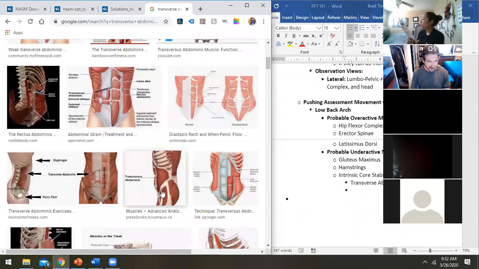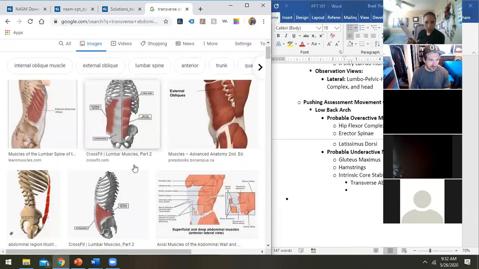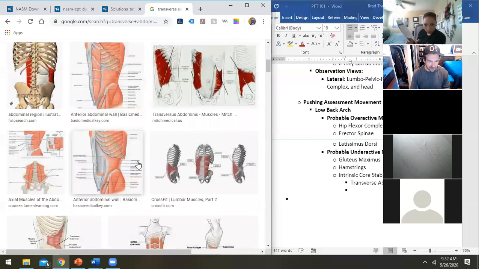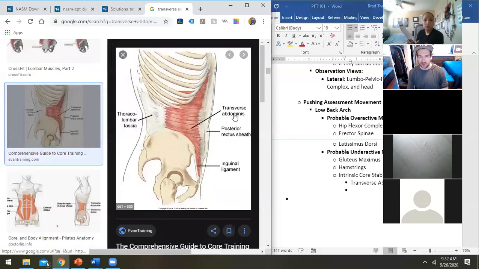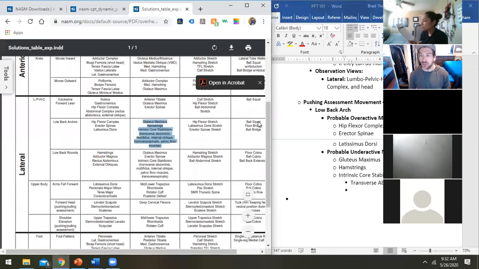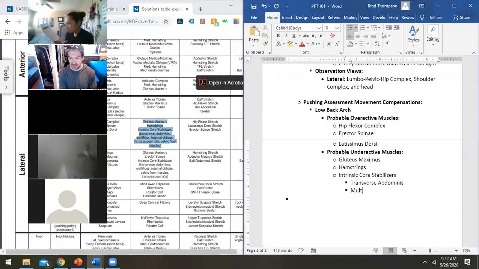Let's see if I can find a good lateral view here. Not helping, internet. Not helping me out today. Kind of, I mean, this is kind of what I'm looking for. But you can see right there's the rectus and then the transverse there. Not perfect, but basically two layers, one wrapping on top of the other. So we are really trying to strengthen the innermost layer, that's your transverse abdominis and your multifidus.